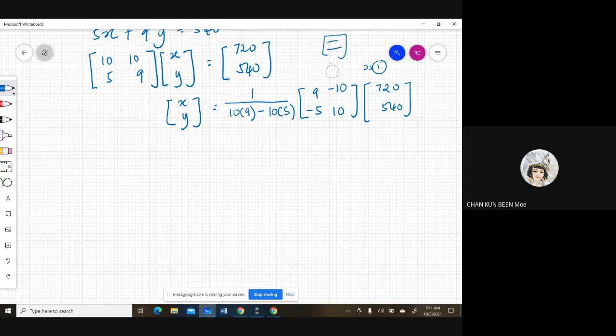Okay, so I wrap this off first. Now we continue with the calculation. 1 over 10 times 9, 90. 10 times 5 is 50. So 1 over 90 minus 50 is actually 1 over 40.